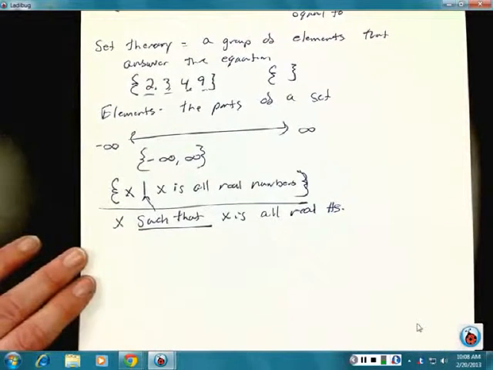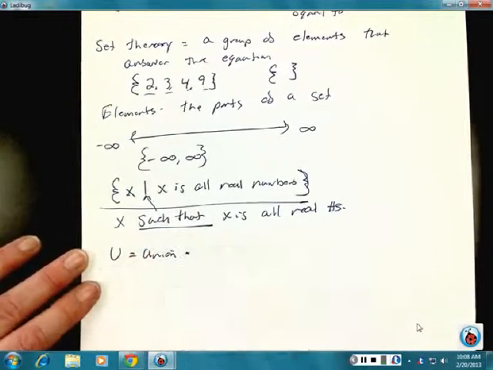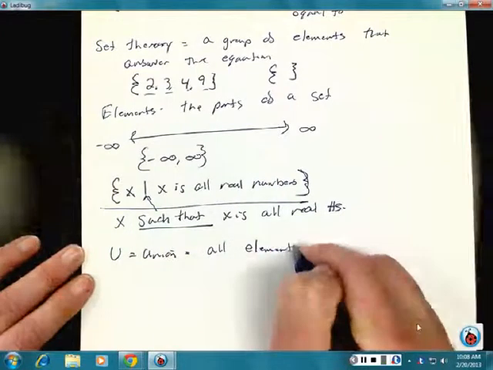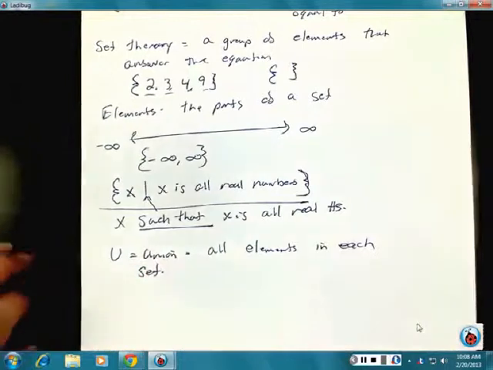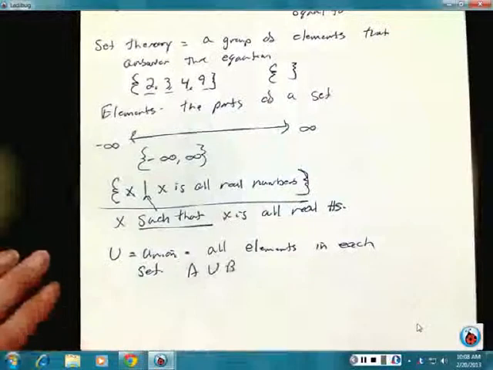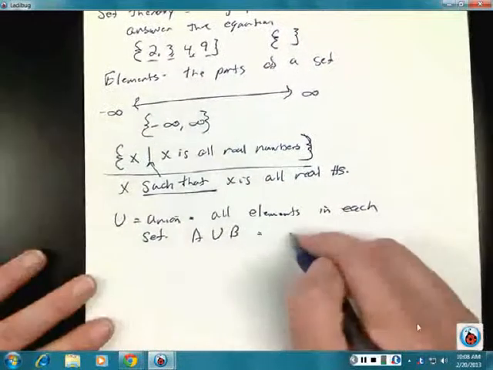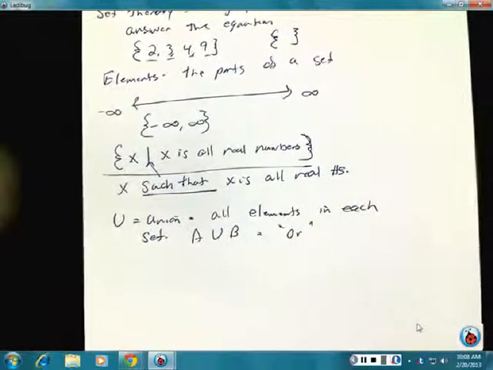Then from there it talks about union. And union is all elements in each set. So if you have two sets, set A and set B, and I union them together, unioning means I'm going to have all of the values in there. Union means the word or. So you're going to see that sometimes within Hawks. It'll ask you whether it's an and or an or.